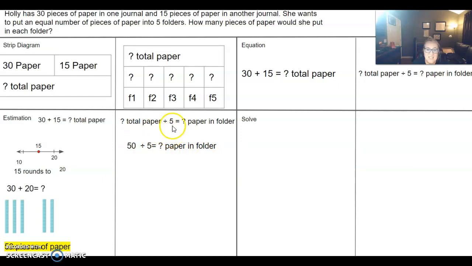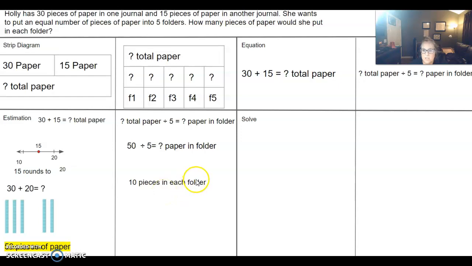So you'll notice I didn't round the 5. I kept it like it is because it's easy for me to work with. And I know how to skip count by 5s. So I'm going to go ahead and do that. 5, 10, 15, 20, 25, 30, 35, 40, 45, 50. Ooh, I said 50 and I'm holding up 10 fingers. So that means there's about 10 pieces of paper in each folder.